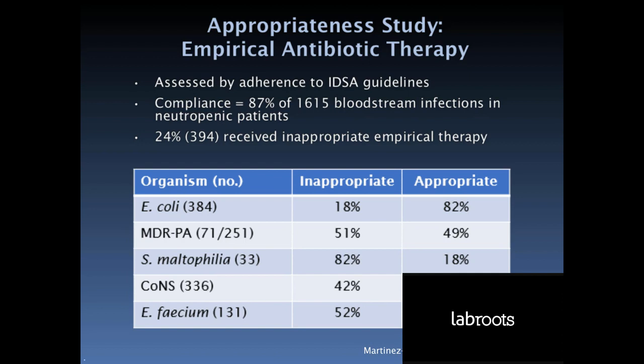Looking at the second organism listed, Pseudomonas aeruginosa, there were 251 blood culture isolates, 71 of which were multi-drug resistant. For 51% of the multi-drug resistant Pseudomonas aeruginosa, the patient received inappropriate therapy. This is a whopping level of inappropriate empirical therapy, especially since Pseudomonas aeruginosa is noted for being associated with high rates of sepsis and death among neutropenic patients.